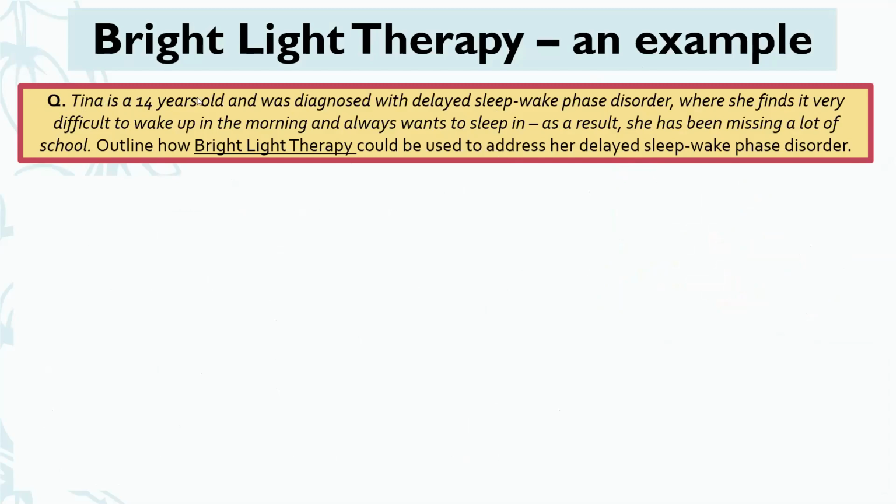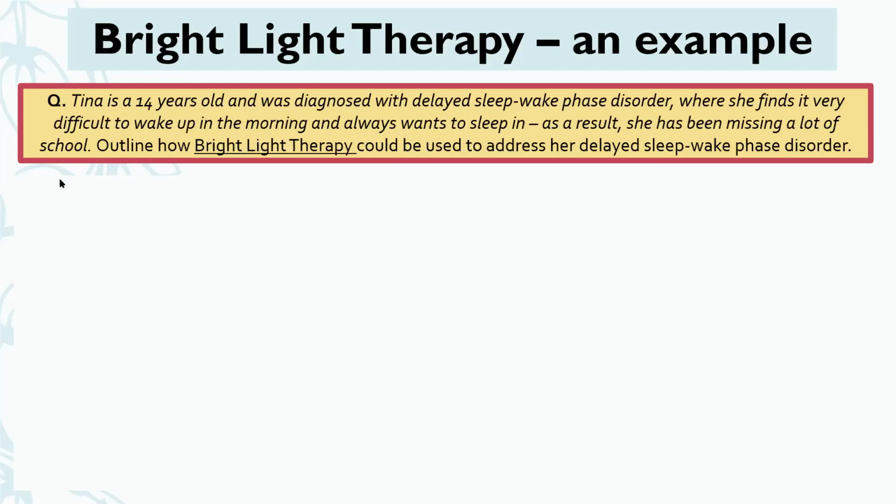So the question is, Tina is 14 years old and was diagnosed with delayed sleep-wake phase disorder, aka sleep-wake cycle shift in adolescence, where she finds it very difficult to wake up in the morning and she always wants to sleep in. As a result, she has been missing a lot of school. Outline how bright light therapy could be used to address her delayed sleep-wake phase disorder, okay? Or in other words, her circadian phase disorder.